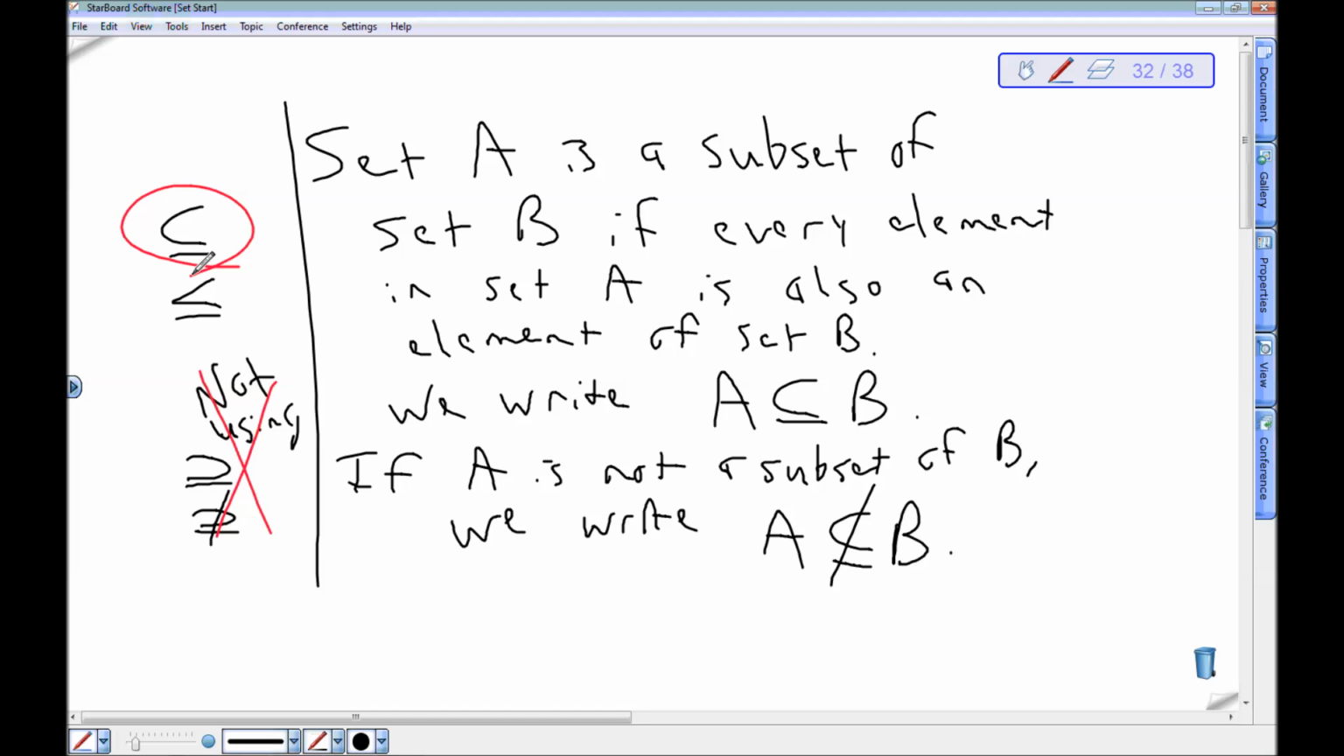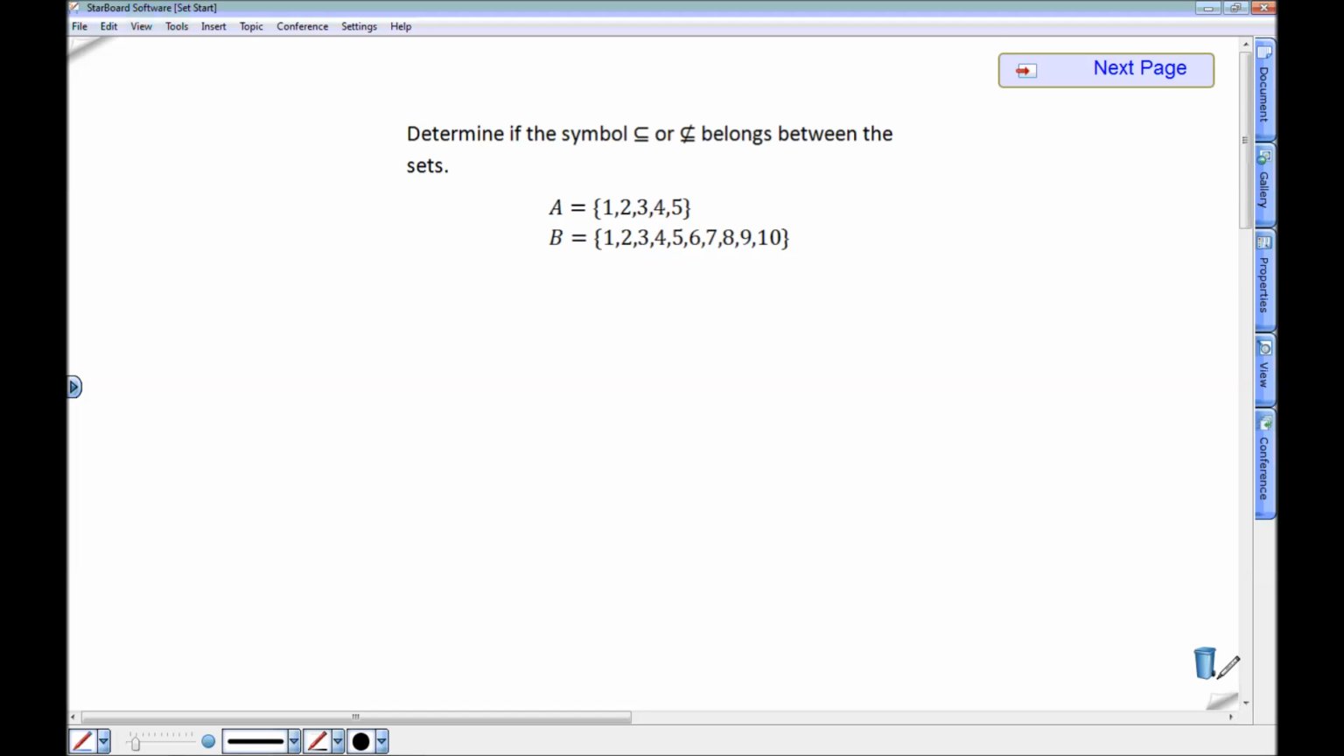So let's look at some examples here. I want to determine if I should put the subset symbol or not a subset symbol between these sets. I have the set A that has the elements 1, 2, 3, 4, 5. I have the set B that has the elements 1, 2, 3, 4, 5, 6, 7, 8, 9, 10. And here, everything in set A is in set B, which means that A is a subset of B. Okay, nice. Everything in A is in B. A is a subset of B.